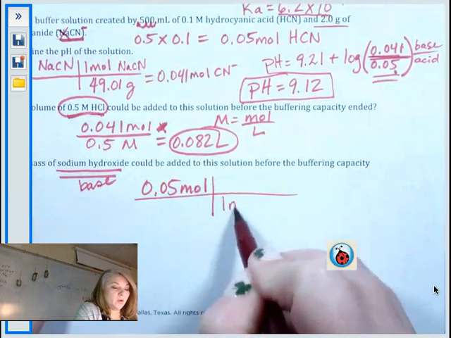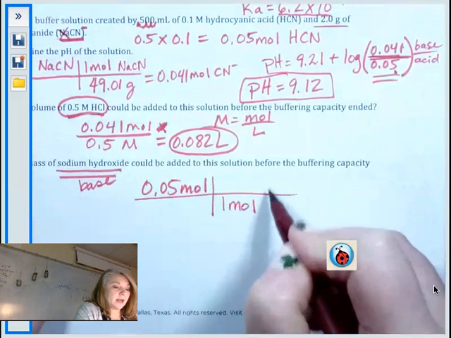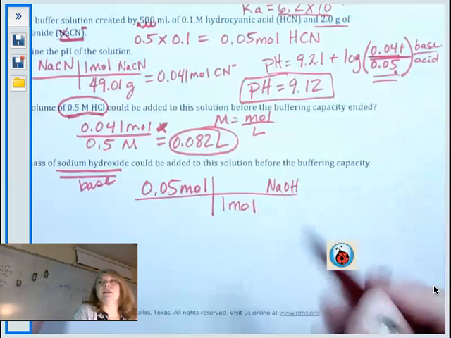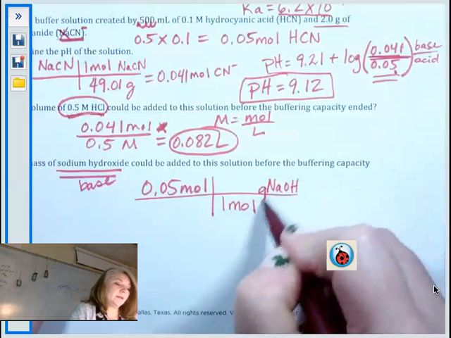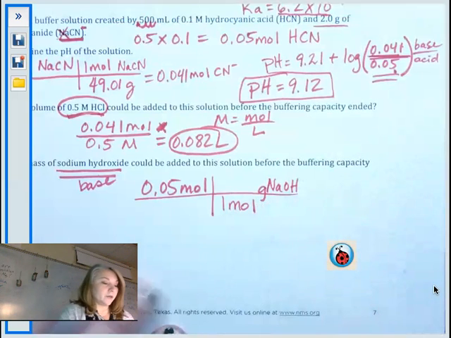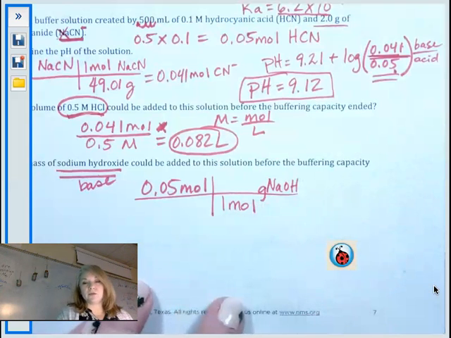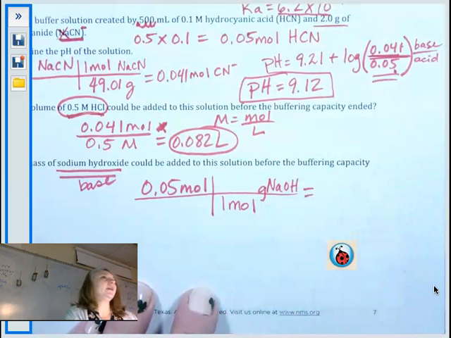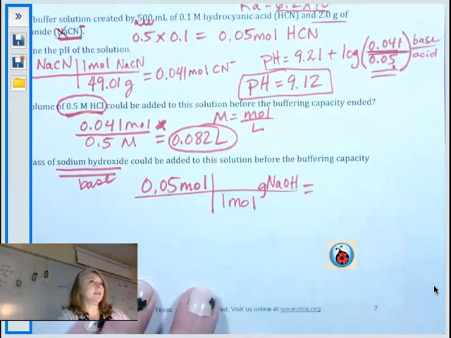For every 1 mole of sodium hydroxide, no, we didn't have the molar mass. I was thinking we did, but I did this one earlier in my first period class. So sodium hydroxide, y'all find that molar mass real quickly. And that'll be how much we could add to end the buffering capacity from the base end.